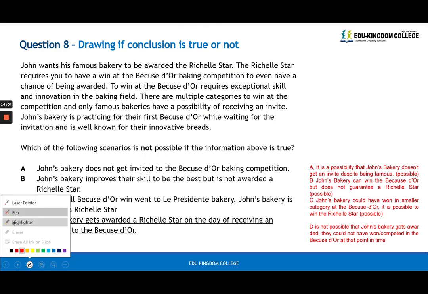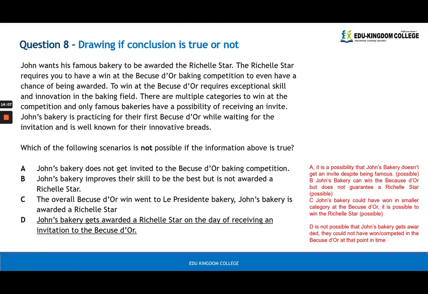Okay, question 8. Let's highlight. John wants his famous bakery to be awarded the Rochelle Star. It requires you to have a win at the Because d'Or baking competition. To even have a chance of being awarded, you must win. To win at this, it requires exceptional skill and innovation in the baking field, multiple categories, and only the famous bakeries have a possibility of receiving an invite. John's Bakery is practicing for their first Because d'Or while waiting for the invitation and is well known for their innovative breads. Which of the following is not possible if the information above is true?